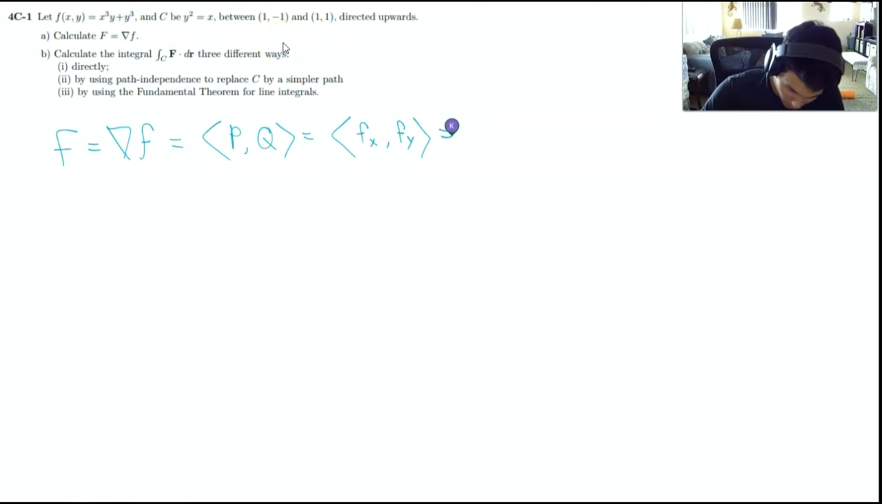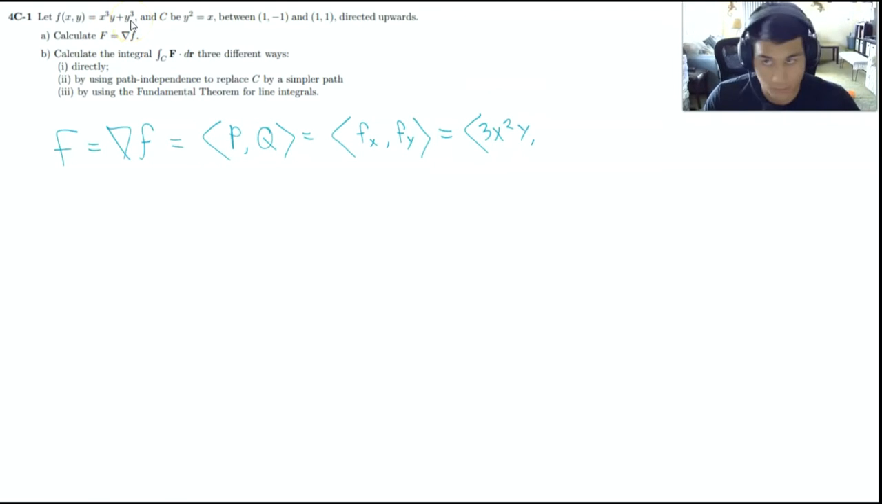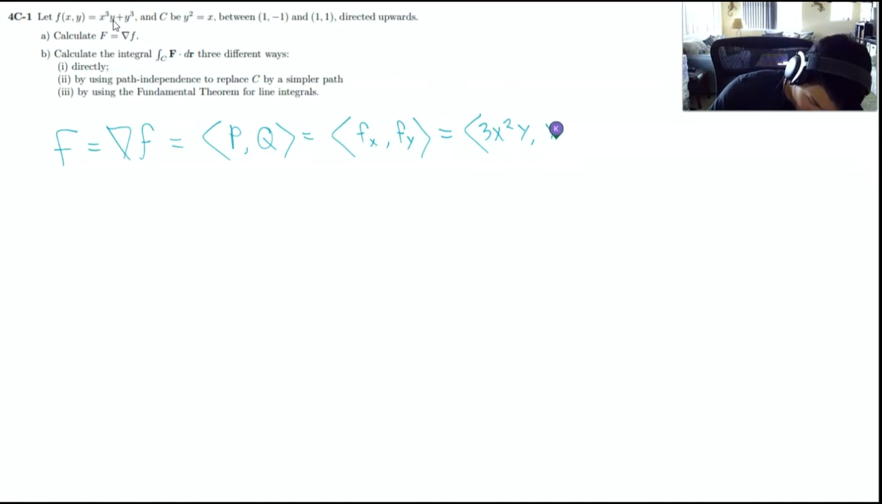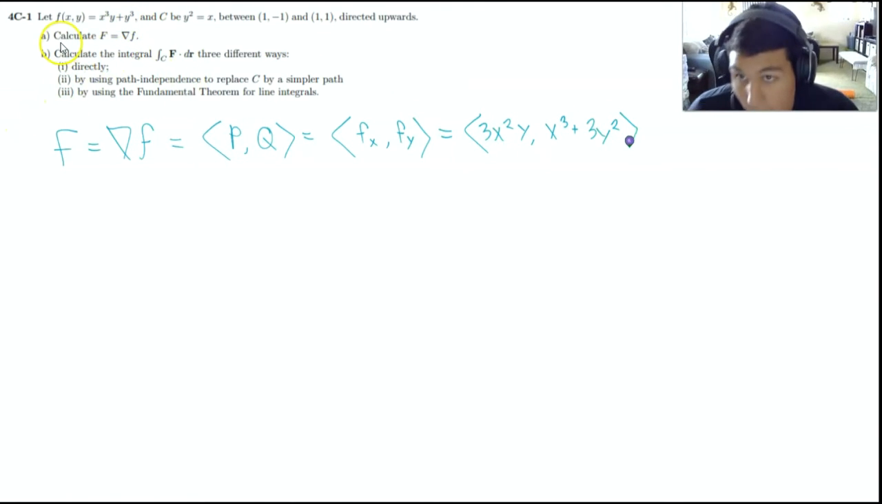So if we just take this derivative with respect to x, we would see that we get 3x squared y, and then this right here is 0 because y with respect to x is 0. It's like a constant. Okay, now we gotta do this whole thing with respect to y. Well, it becomes x cubed plus 3y squared. Okay, so not too bad yet.